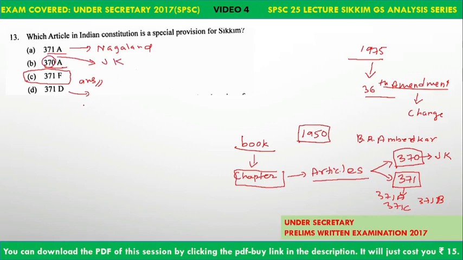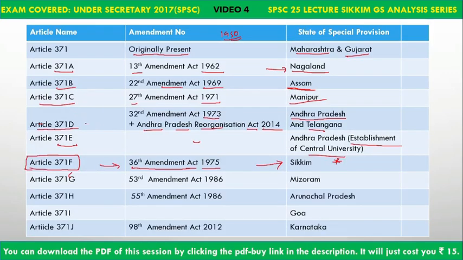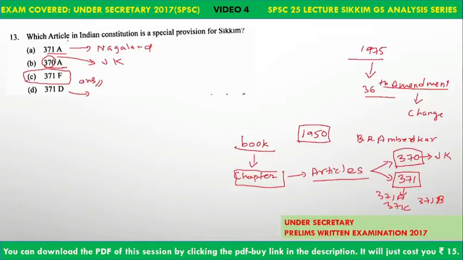And what is Article 371D? We just read that Article 371D is for Andhra Pradesh and Telangana. That is the 32nd Amendment Act 1973 and the Andhra Pradesh Reorganization Act 2014. So this Article 371D is for Andhra Pradesh and Telangana. But our answer to this question, which we have already got, is 371F. Under Article 371F, the Indian Constitution gives special provision for Sikkim.